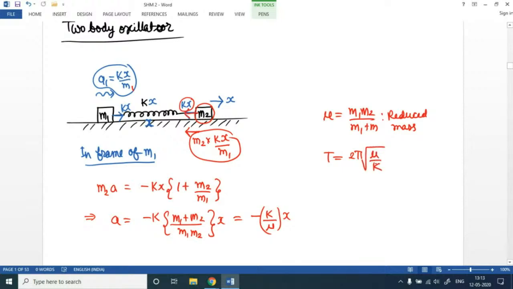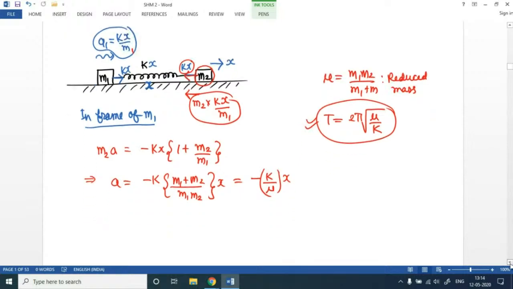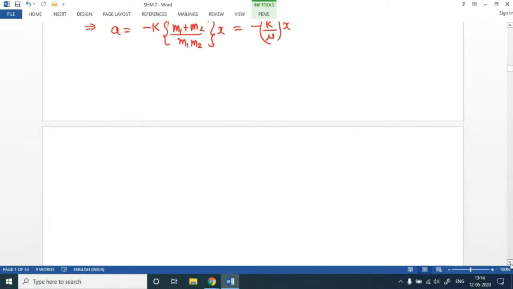So that is two body oscillator. Okay, you can have several other setups of two body oscillator. Okay, and this would be the method. Like this we have done in frame of m1, we could have done it in frame of m2, we could have done it in frame of reference of ground. In C frame also we could have done, we could have applied energy method. The time period we would be getting in all those methods would be this 2 pi root under mu by k. So we have talked enough about the spring block system.